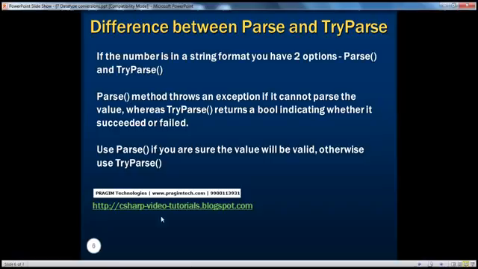Let's go back to the slides. If the number is in a string format, you basically have two options to convert it from string to any other data type, maybe integer, float, double, whatever: Parse and TryParse. The Parse method throws an exception if it cannot parse the value, whereas TryParse returns a boolean indicating whether it succeeded or failed. True if successful, false if it fails, but it doesn't throw an exception. In general, use Parse if you are sure that the value will be valid and there's not going to be any exception. Otherwise, use TryParse in case of any doubt.